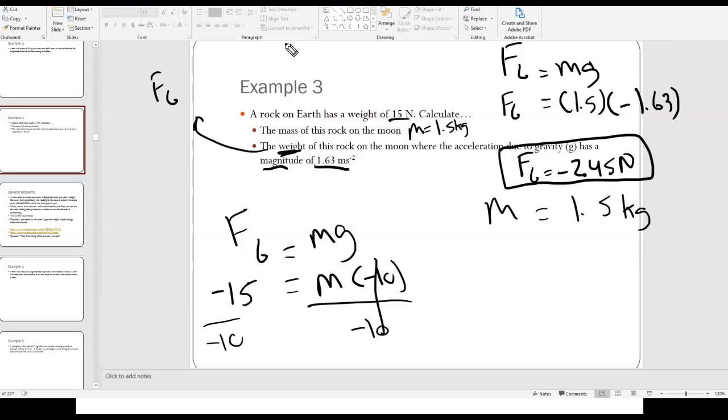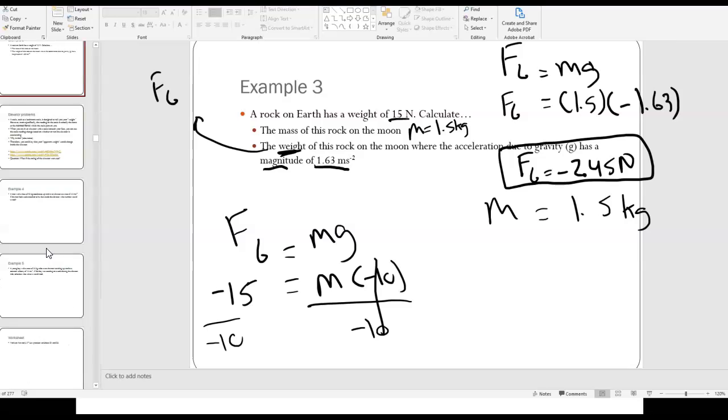So that has nothing to do with Newton's second law, but just getting more comfortable with the force of gravity equation, since we'll be using that a lot over the next couple months. Okay, we're going to stop it there.